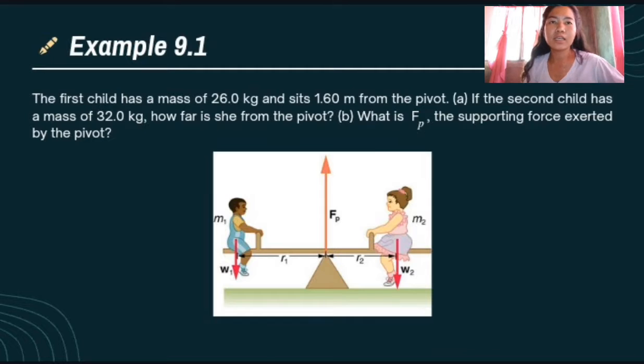So the first child has a mass of 26.0 kilograms. Sits 1.60 meters from the pivot. If the second child has a mass of 32.0 kilograms, how far is she from the pivot? And B, what is the force sub P, the supporting force exerted by the pivot?